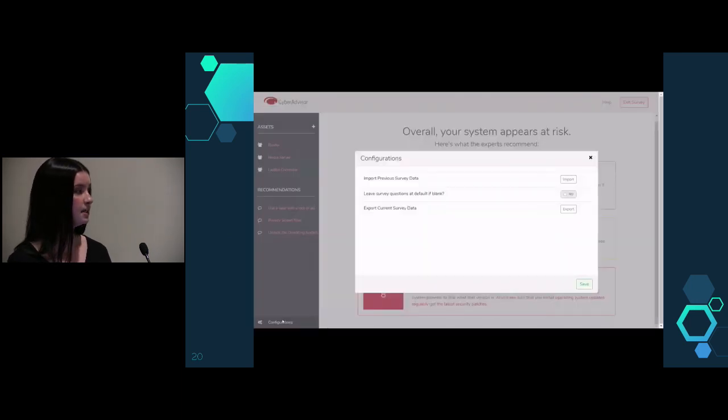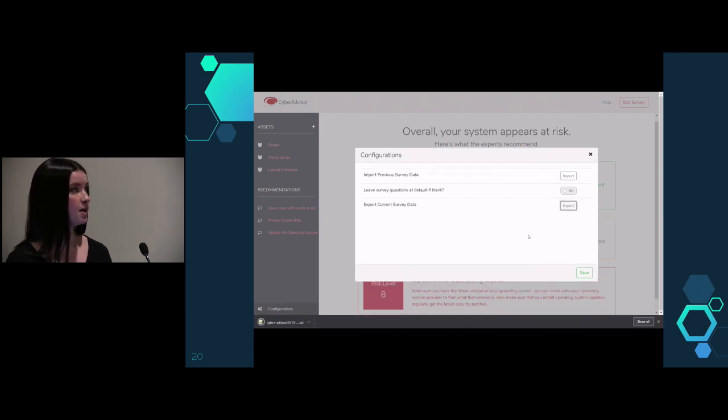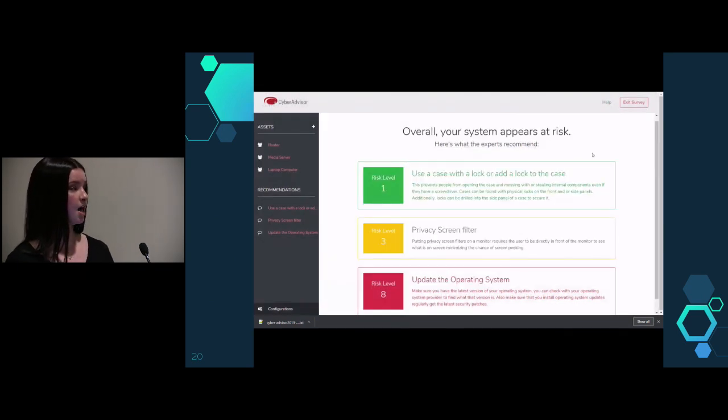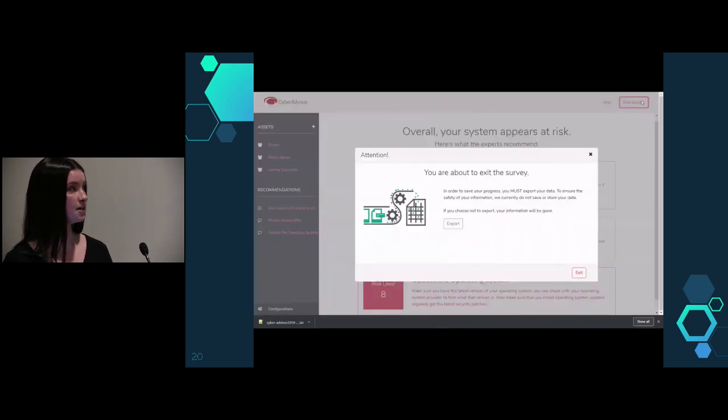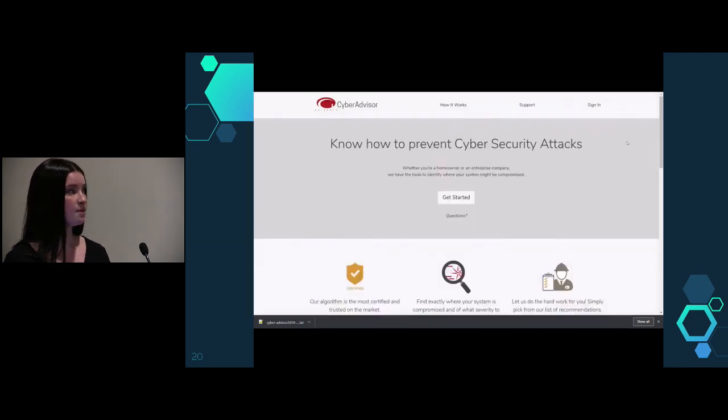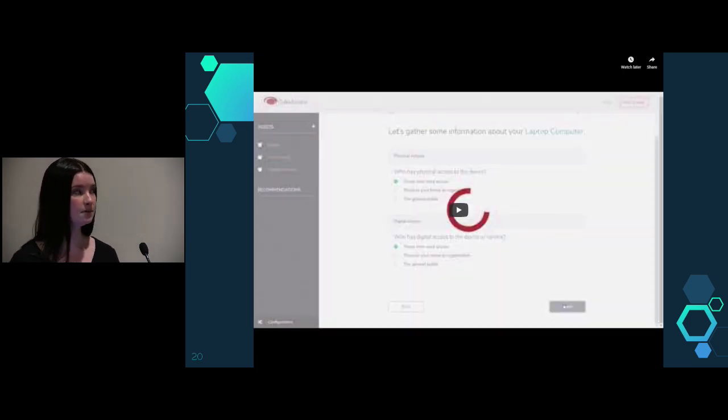We also have a configurations modal that we implemented where you are able to export the data, so the recommendations that we've given you based on the survey. You can also go back and import data there too and change the configurations there. When you're done with the survey, you can exit and it will bring you back to the home page. At this time, we just have an export option. We don't have a user login or logout system in place.